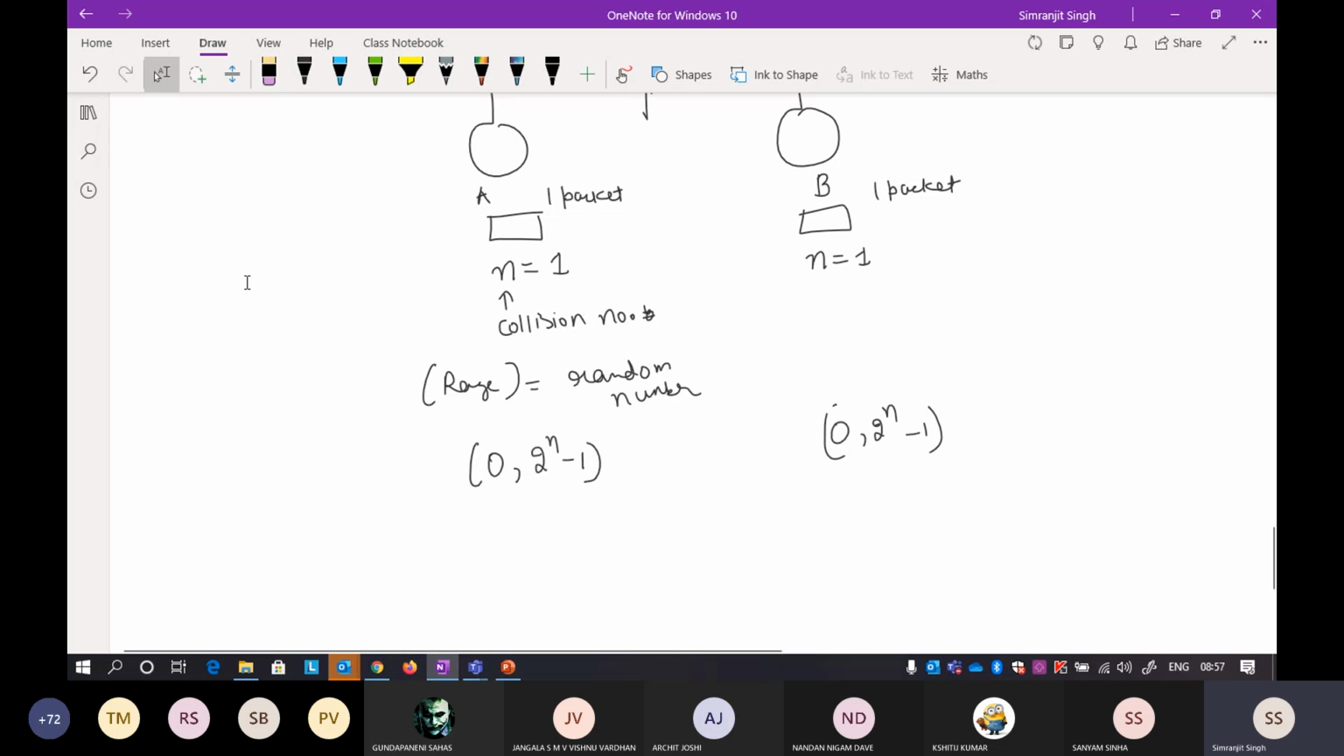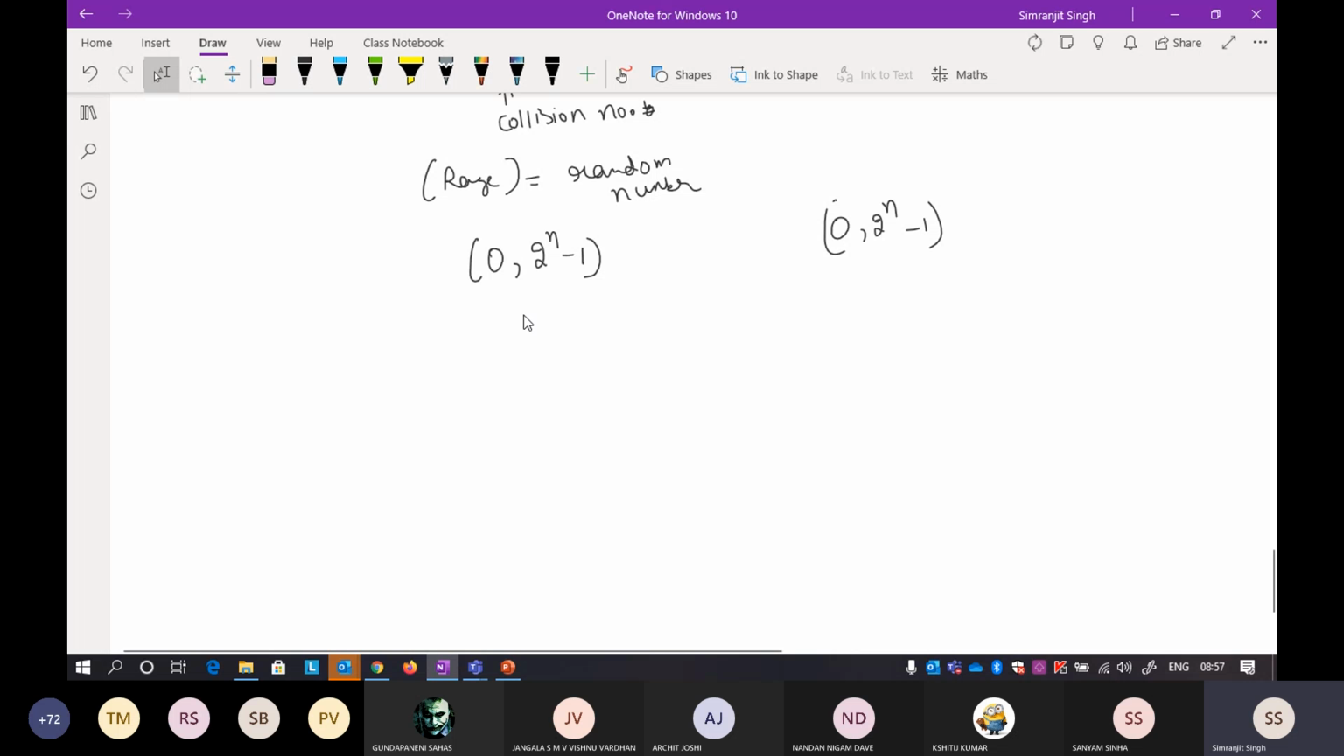Because n is 1 here, it becomes 2 raised to power 1 minus 1, so the range is 0 to 1, and in a similar way it is also 0 to 1 for B. It means A can choose any number between 0 and 1, and B can choose any number between 0 and 1. There are no in-between numbers.